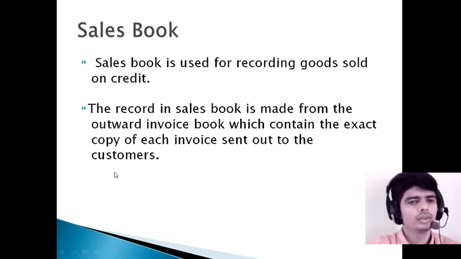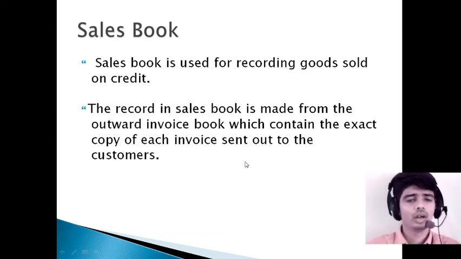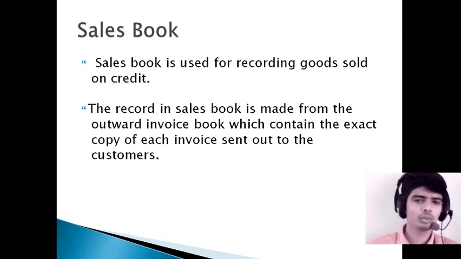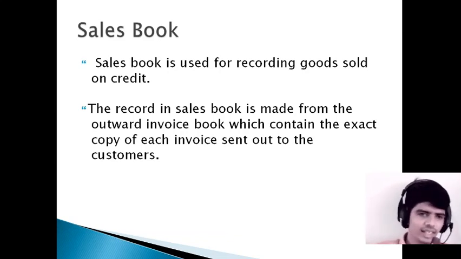Then try to understand, the record in a sales book is made from the outward invoice book which contains the exact copy of each invoice sent out to the customer. Here one more word is very important, that is outward invoice book. The record in a sales book is made from the outward invoice book which contains the exact copy of each invoice sent out to the customers.